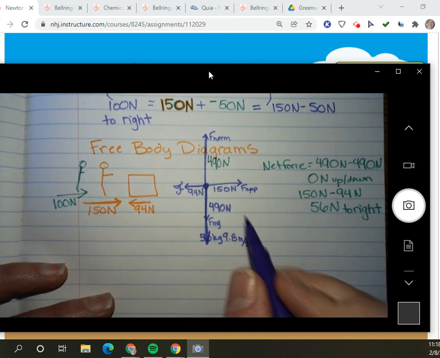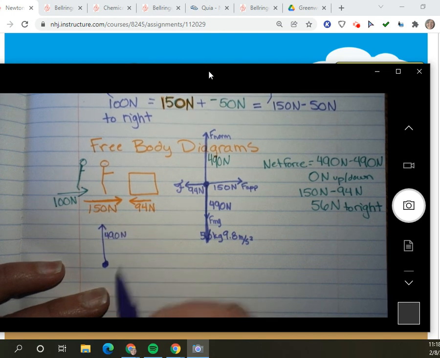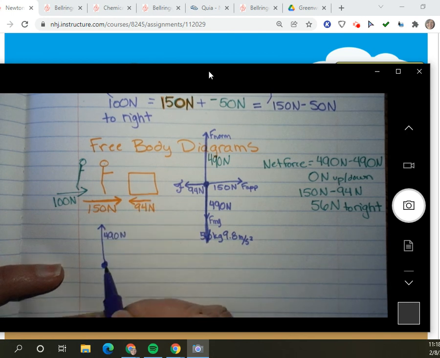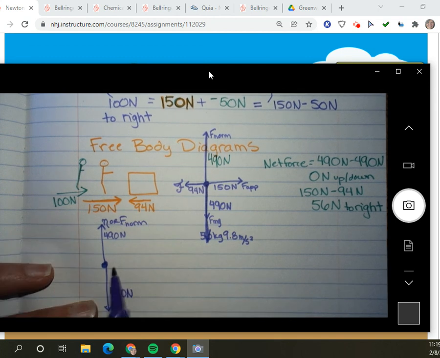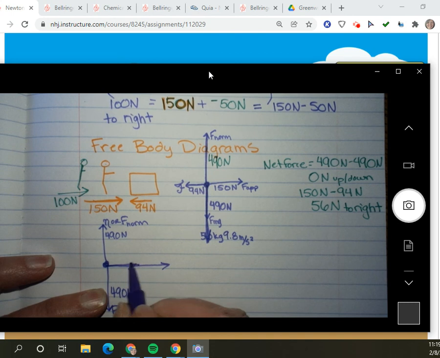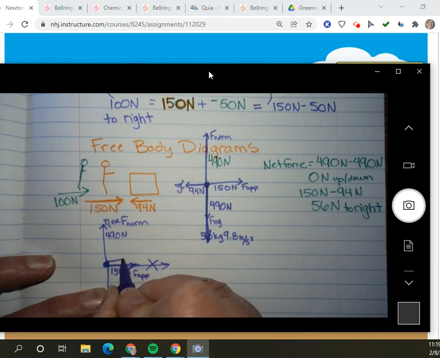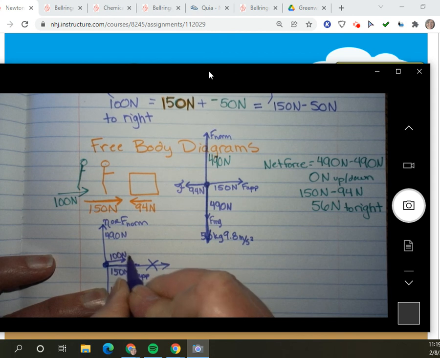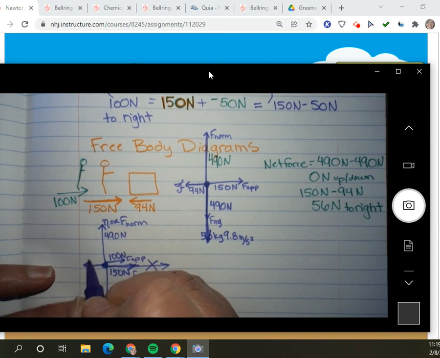Well, let's look at that free body diagram. We're going to have the same box. So we know that our normal force is still going to be 490 newtons. And we can see our picture kind of got a little confusing to look at when we had our drawings in there. So we have our weight, we have our normal force, now this time we have two arrows. We have 150 newtons applied, and we have 100 newtons from the other guy. And then we have our 94 newtons of friction.